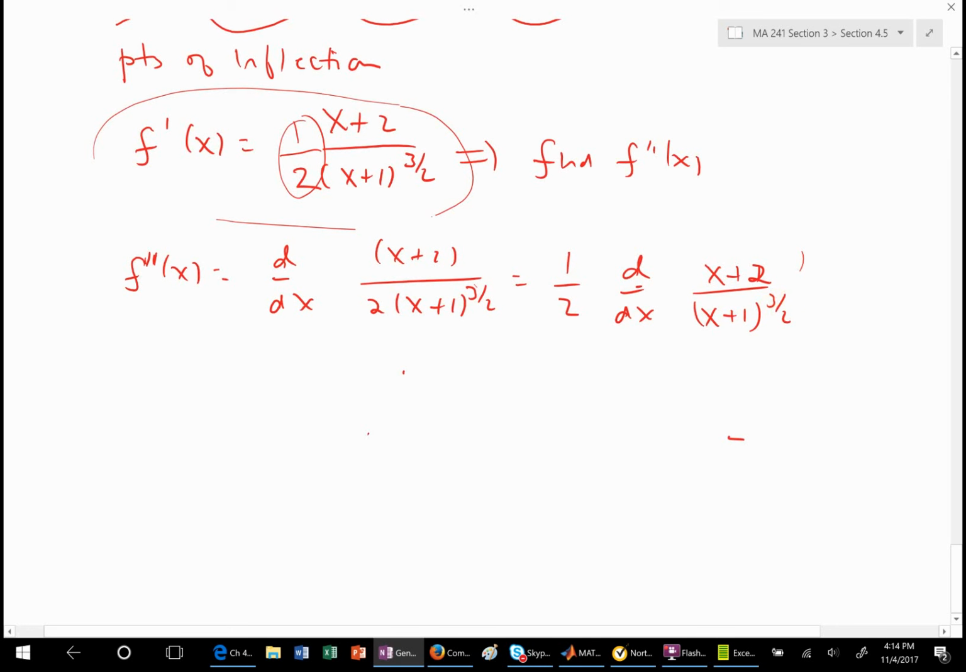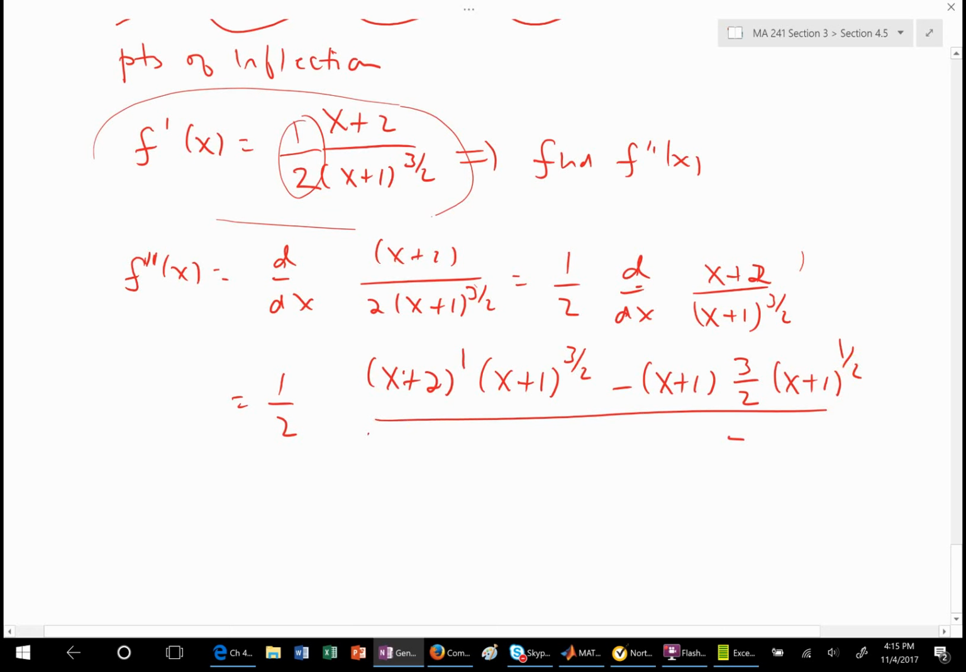All right. And then I'm going to take my derivative just straightforward, right? So I should have x plus 2 prime times x plus 1 to the 3 halves minus x plus 2, and then everyone agrees this is 3 halves times x plus 1 to the 1 half, right? All over x plus 1 cubed. Does that look good? Everybody good on that? Okay.